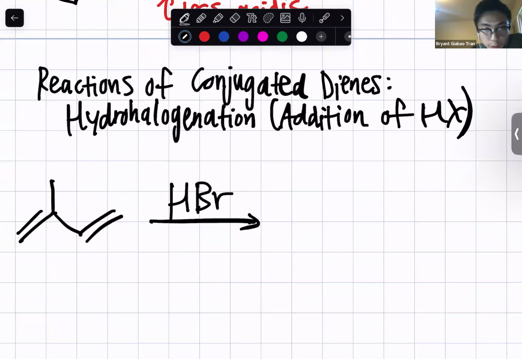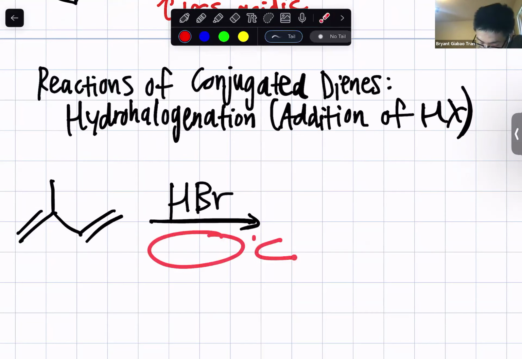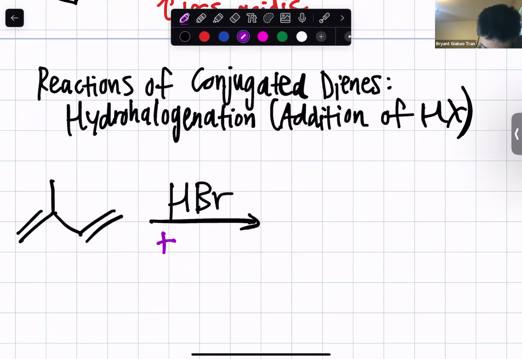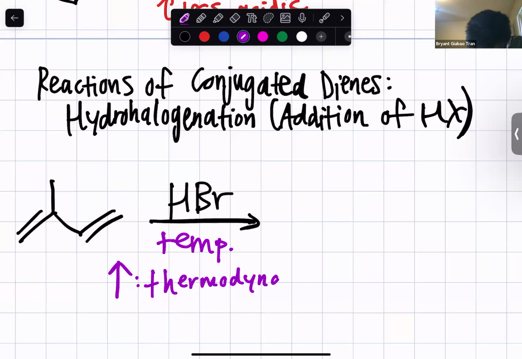Okay, so you will also see some kind of temperature here, where if you have, again, off of that temperature, high temperature will give you the thermodynamic product. Low temperature will give you the kinetic product.